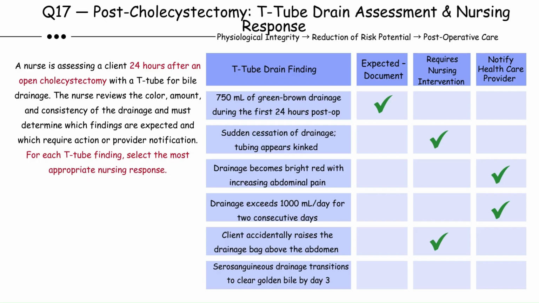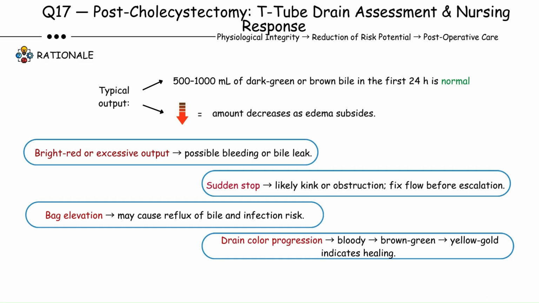Finding 6. Serosanguineous drainage transitions to clear golden bile by day 3. This is expected, document only. A normal pattern is, initially a bit of bloody or serosanguineous fluid, then brown-green bile, then a lighter yellow-golden bile as healing progresses. We document the change as an expected sign of recovery.